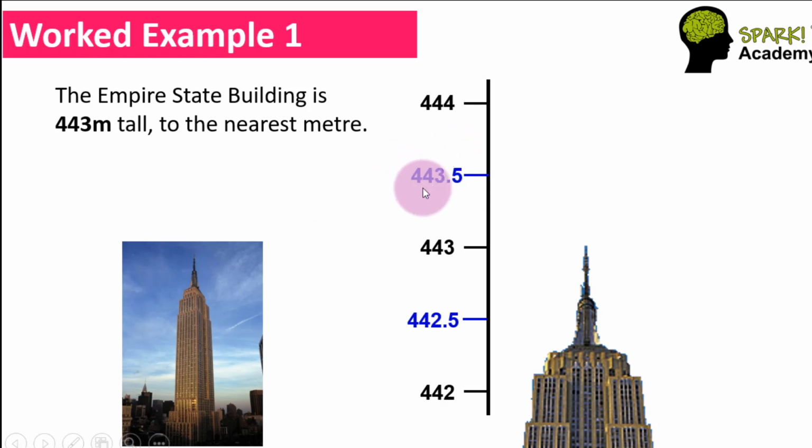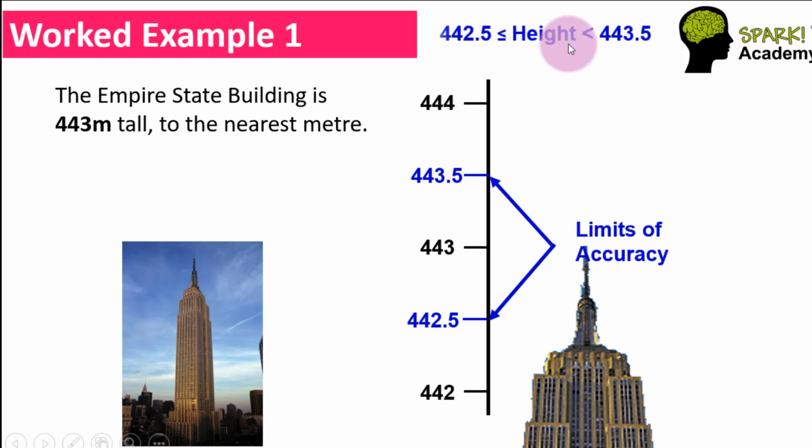But obviously if I rounded this to the nearest metre, it'd be 444, so that won't be correct. So how we get away with this is we write it as an inequality. The height of the Empire State Building is 442.5 metres up to 443.5 metres. But notice there's not an equal sign here, so it's all the values up to but not including this. It does include the lower one, because that would round to the right number, but here we don't have an equal sign.